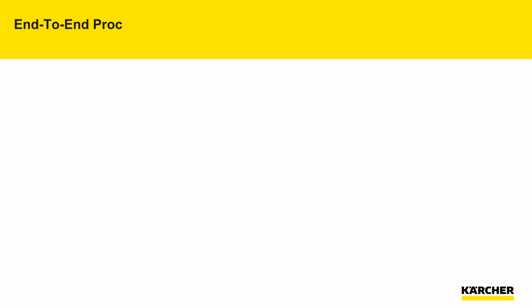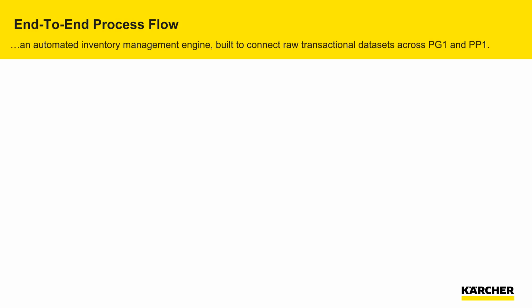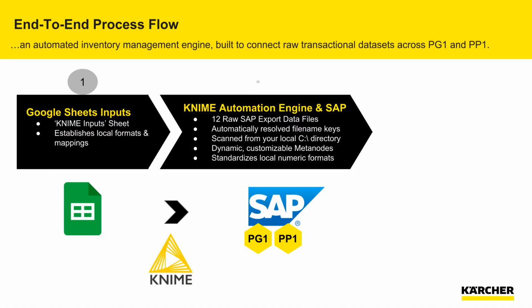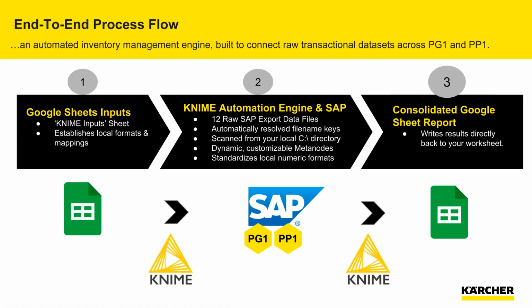To understand how this works, we must first look at the end-to-end process flow. The KNIME workflow acts as an automated inventory management engine. It is built to connect raw transactional datasets across two separate SAP clients, including PG1 and PP1. The data flows from your initial spreadsheet, KNIME inputs, passes through KNIME for automatic SAP data extractions, and aggregates directly into your target reporting sheets.